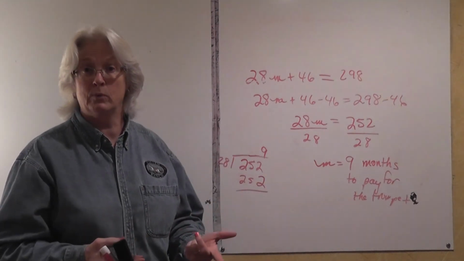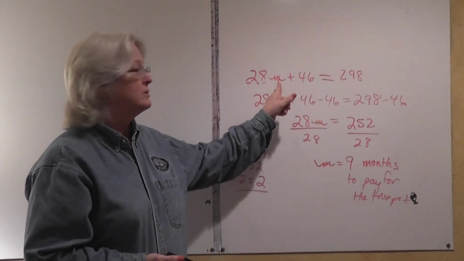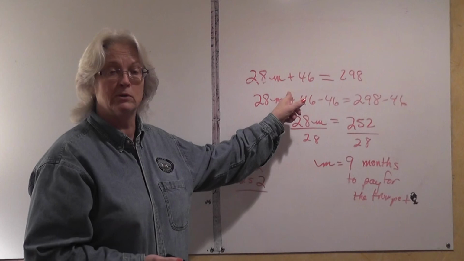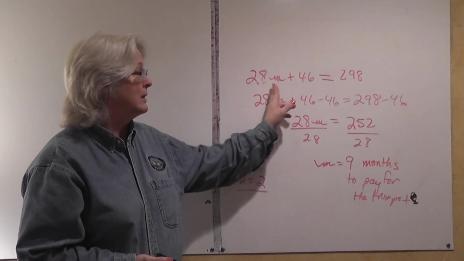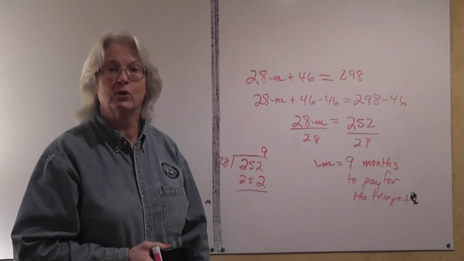How would we check this problem? We would take 9, substitute it back into the original equation, and make certain that we ended up with 298 is equal to 298. That's all we have for today.